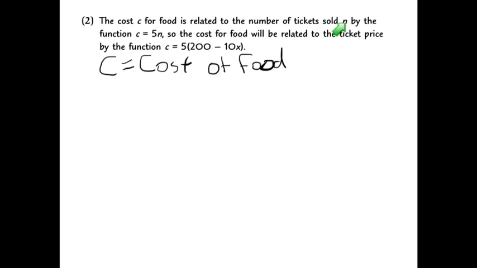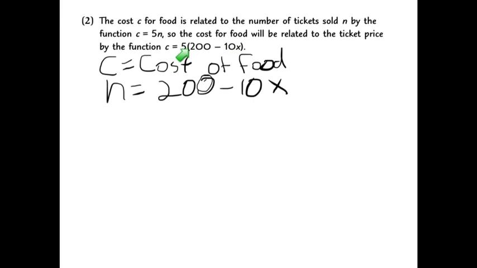So that means that, again, we have an expression where we're going to use our equation n. Remember that the variable n equaled 200 minus 10x, which means that the cost of the food also depends on the price. How much food we sell depends on how many people come to the show, and how many people come to the show depends on the ticket price.